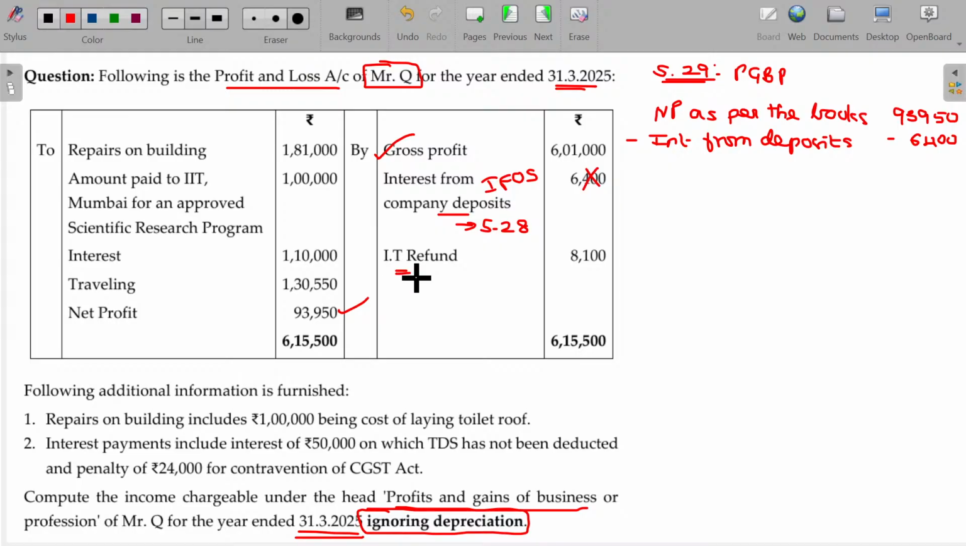Income tax related, nothing will be shown in the books of accounts. So this is also disallowed. If I remove this, what happens? The profit will decrease. Minus IT refund. IT refund, the value being 8,100.